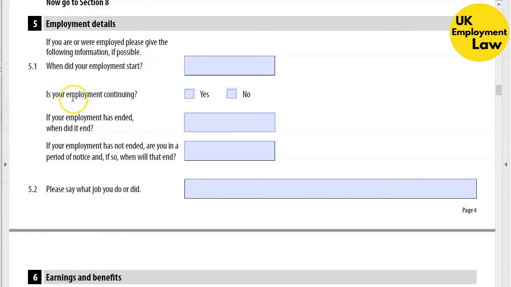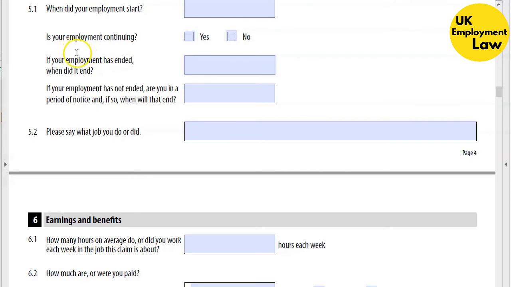There may also be some email, letter, or telephone call records that may assist you with finding the actual start date. In 5.1, you also need to provide if your employment has ended, and if it has not ended, are you in a period of notice? If so, when will that end? Again, if there is a termination letter, your termination letter should contain those relevant details, or if you were verbally dismissed, then you would have received that information.